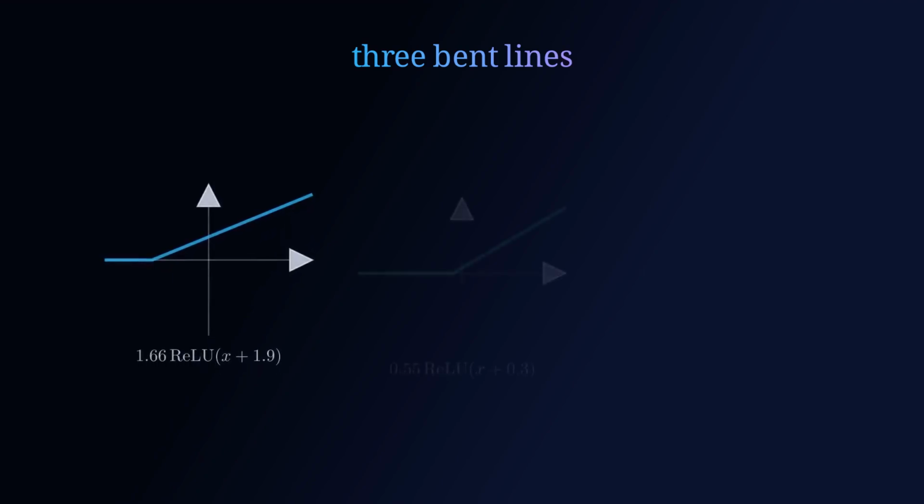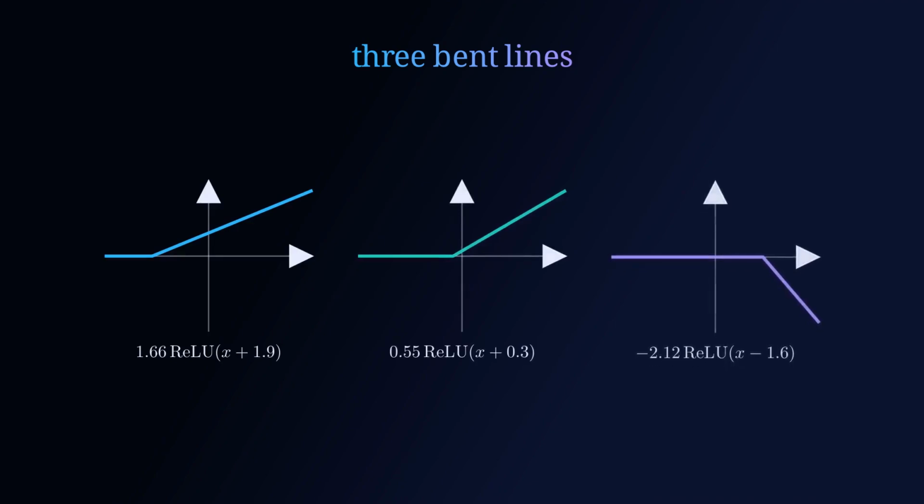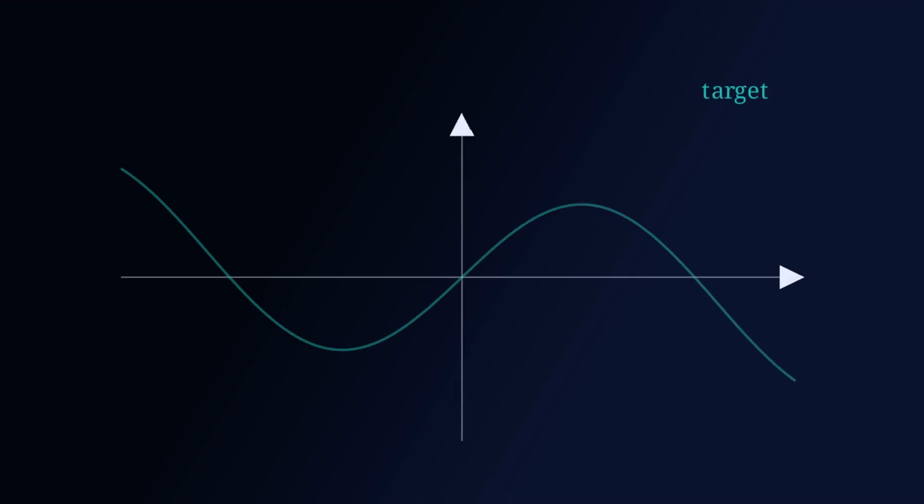Now let's return to the promise from the very beginning and actually build a curve. I'll take a few ReLU pieces, each a simple bent line, and add them together with different heights and hinge positions. Watch what happens as I add them. Each hinge contributes one crease, and as the creases stack up, the flat line grows into a jagged shape that hugs a real target curve. This is a network learning, in miniature, right in front of you.